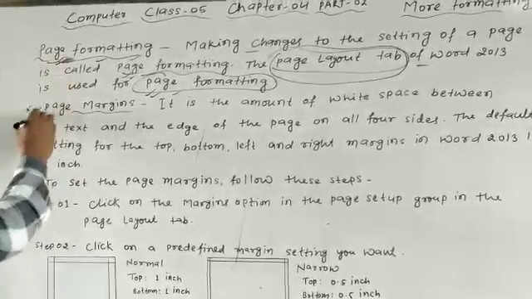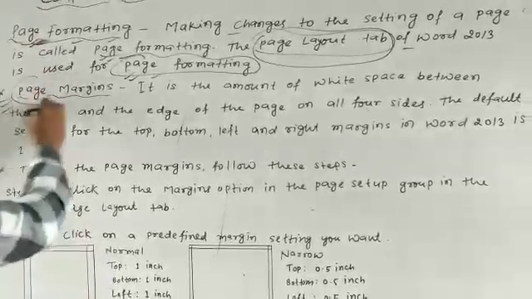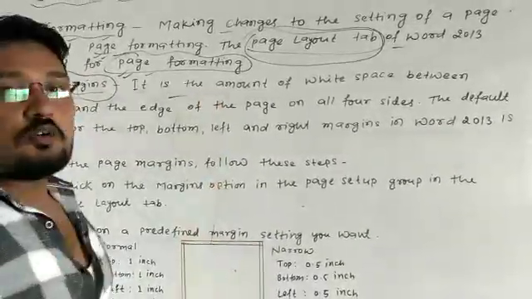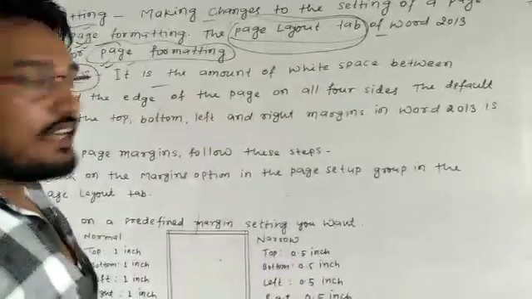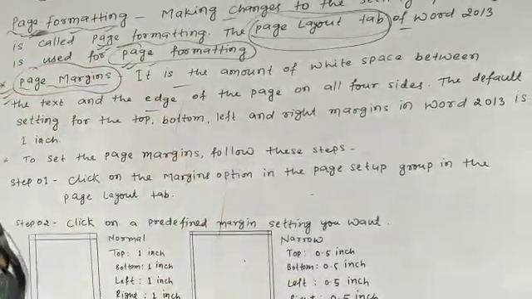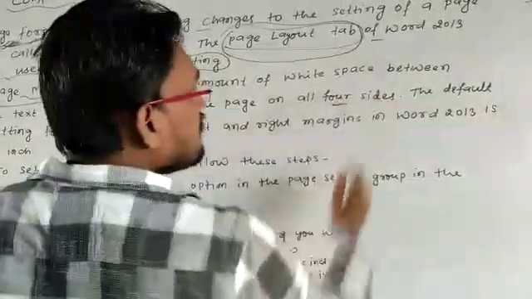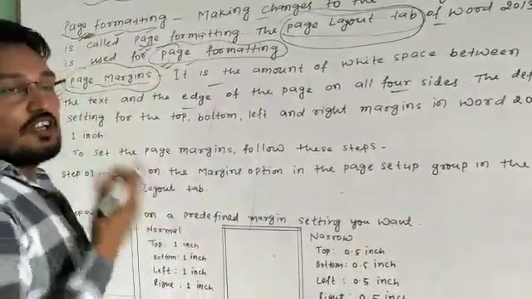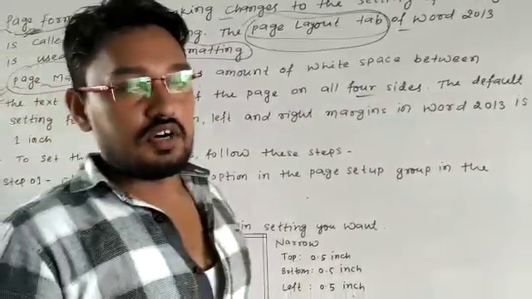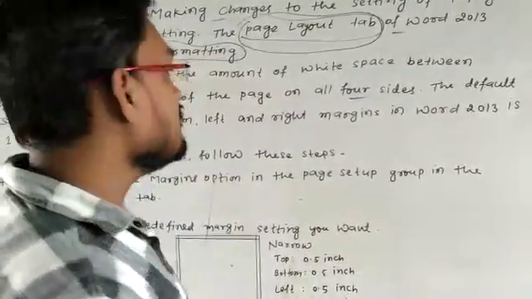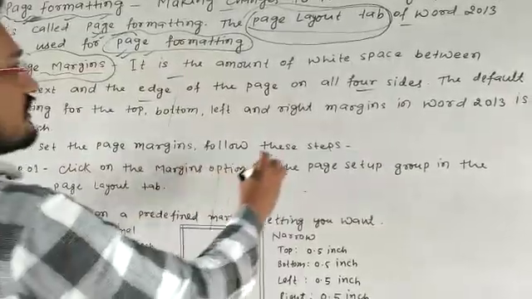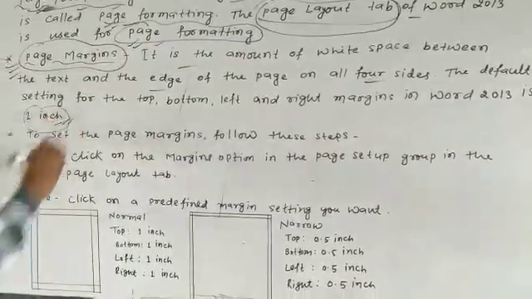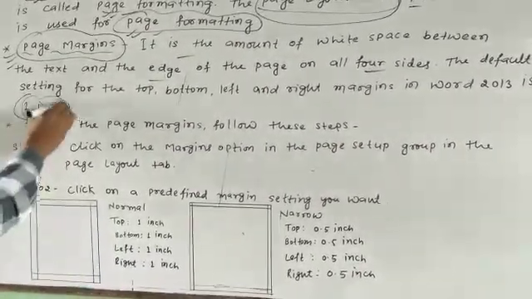In page formatting, our first setting is page margin. Page margin is the amount of white space between the text and the edge of the page on all four sides. The default page margin in MS Word 2013 is 1 inch.